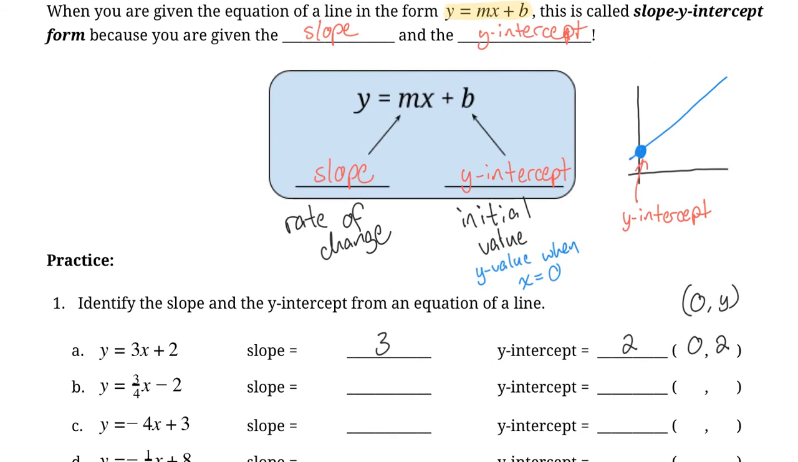So let's try another one. We have this equation y equals 3/4x minus 2. So that coefficient in front of the x, that's always your slope. So our slope is 3/4. And our number that's on its own is a negative 2. It has that minus out front, so it's going to be negative 2. And the actual coordinate of the y-intercept is (0, -2).